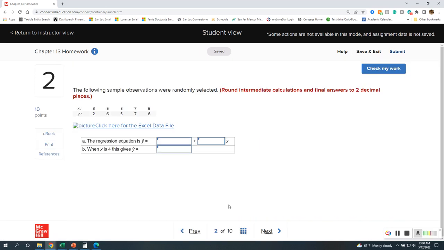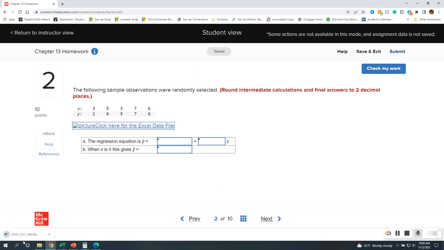Next, we're going to have a little fun. So, the following sample observations were randomly selected. Round your immediate calculations and final answers to 2 decimal places. It actually gives us the Excel data. So we're going to pop this up.